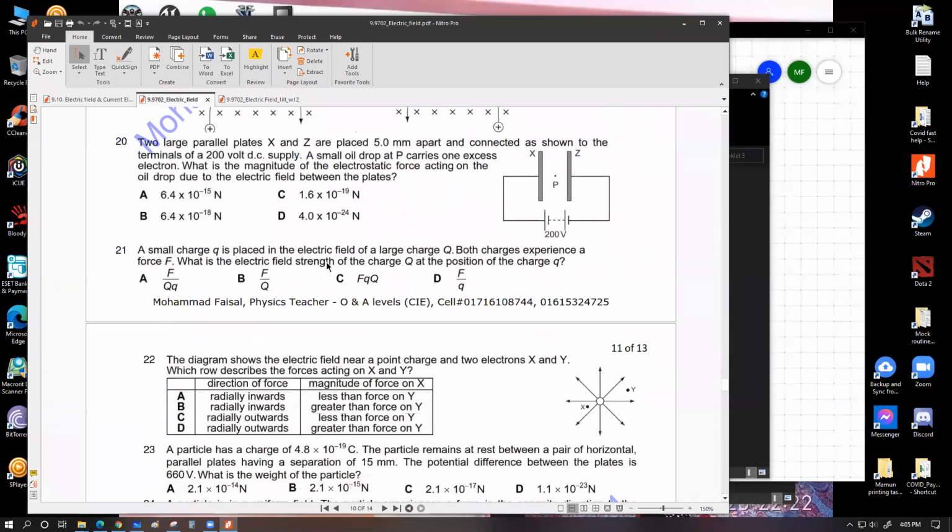A small charge q is placed in the electric field of a large charge Q. Both charges experience force F. What is the electric field strength of the charge Q at the position of charge q? Oh, good question.